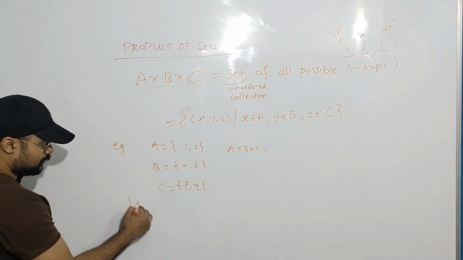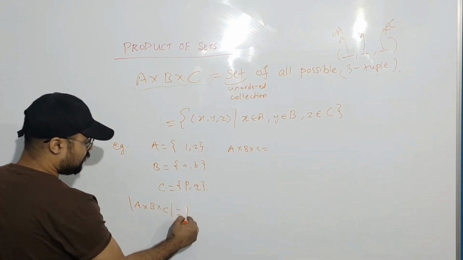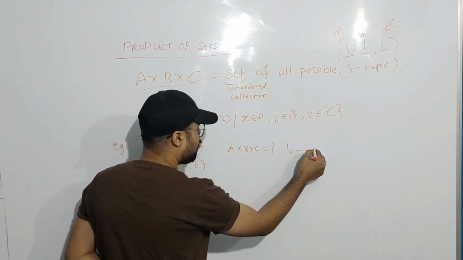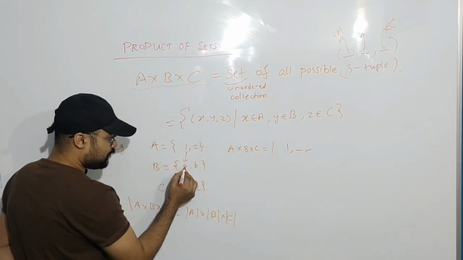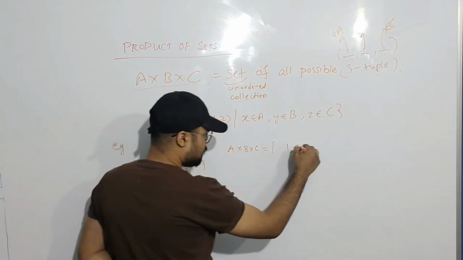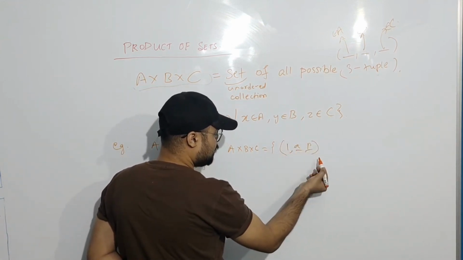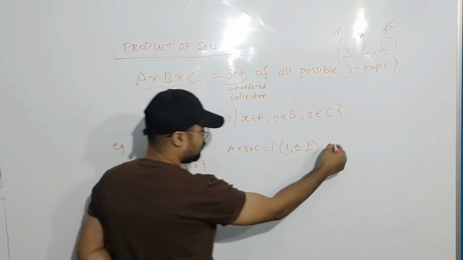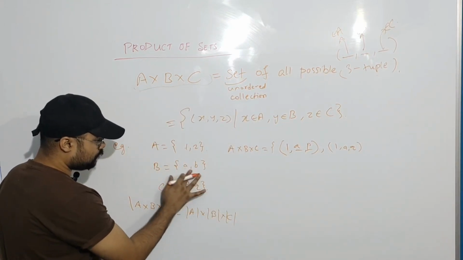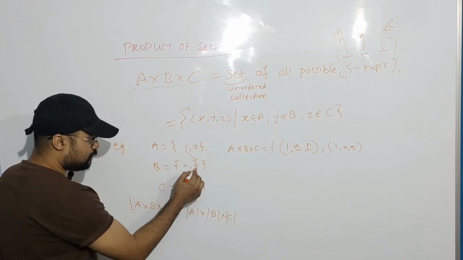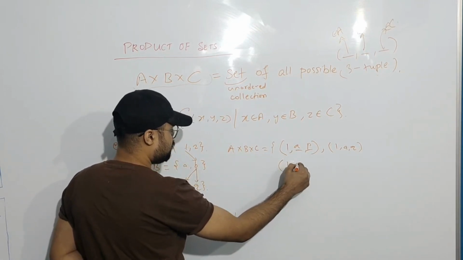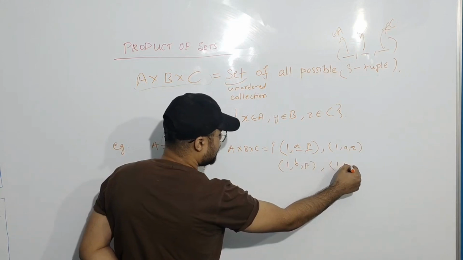Actually, the cardinality of A cross B cross C is equal to cardinality of A into cardinality of B into cardinality of C. Every element of A, all possible pairs. So 1 will be connected with a, then a with p and a with q. So 1 a p is one three tuple, and then 1 a q is another three tuple. Similarly, 1 will be connected with b and b will be connected with p and q. Another two three tuples are 1 b p, 1 b q.